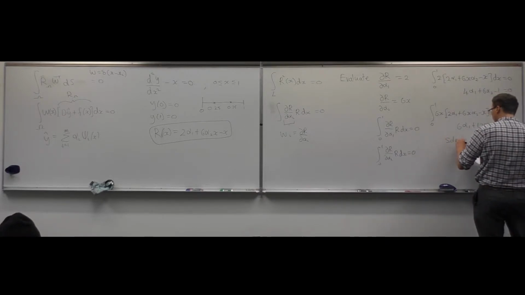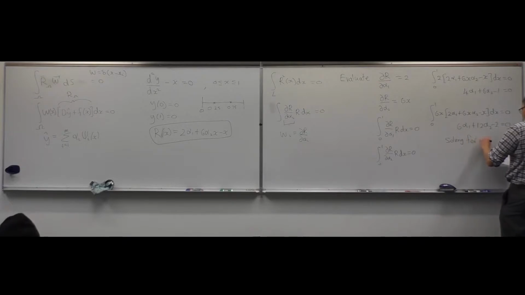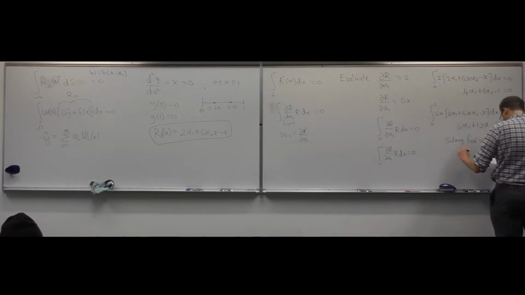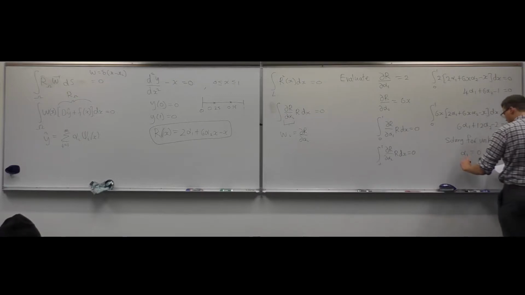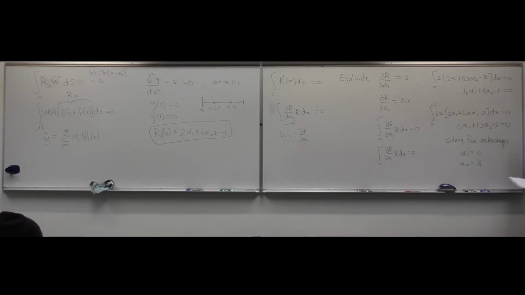Solving for the unknowns, we get, surprise surprise, alpha 1 equals 0 and alpha 2 equals 1 over 6, which was the same answer we got for the collocation. And you'll see in the more practical example that the answers are different for each approach.